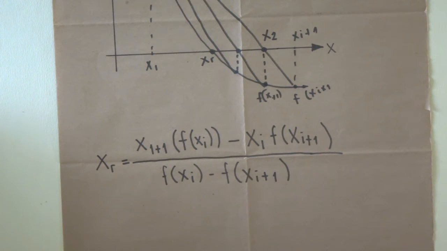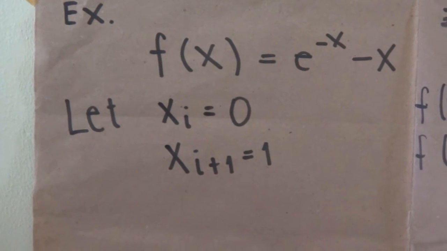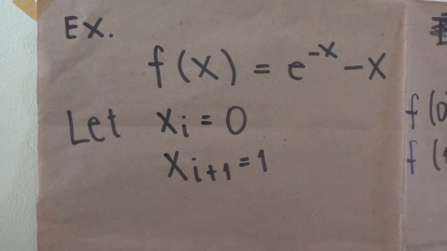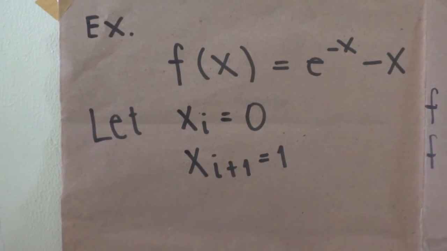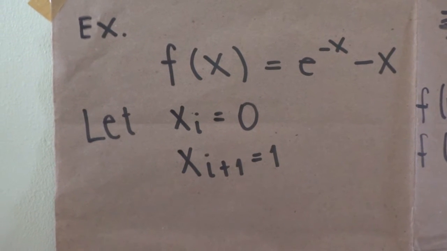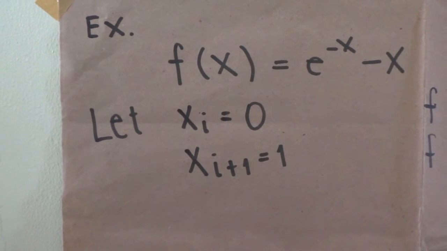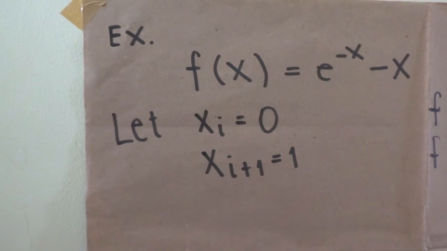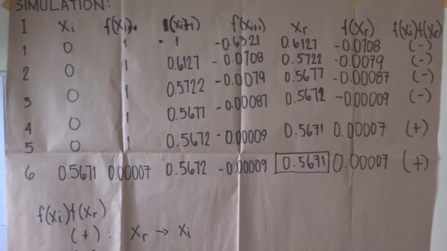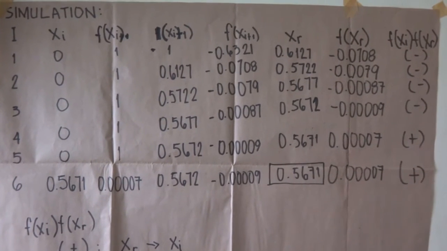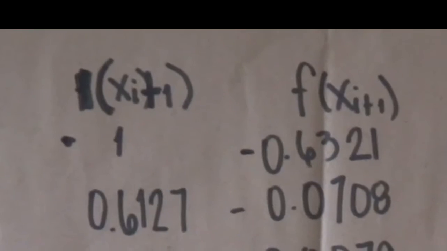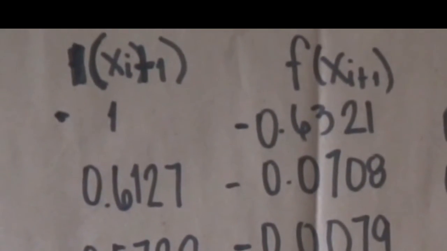Let's take an example here. For example, we have our function f of x equal to e to the negative x minus x. Then for simulation, first let our initial value xi equal to 0 and xi plus 1 equal to 1. Then the result is, for xi, our f of xi is equal to 1, and our f of xi plus 1 is equal to negative 0.6321 for our first iteration.